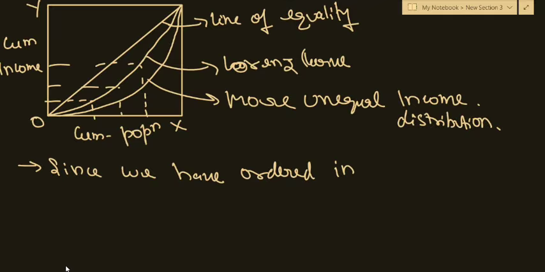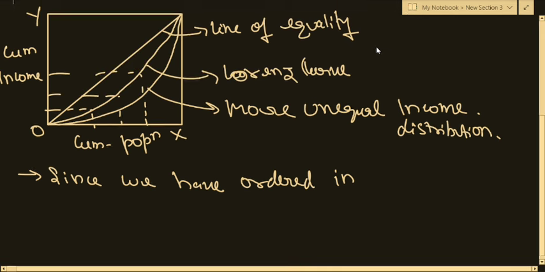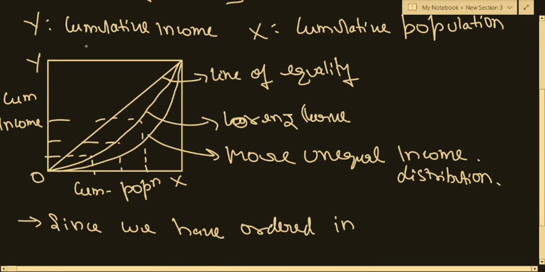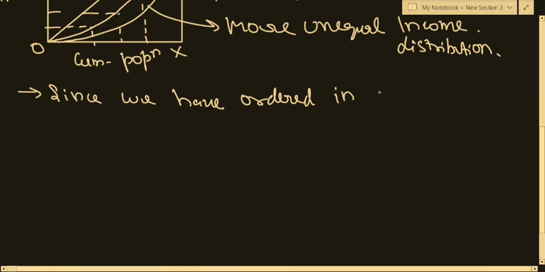Guys, there was some disruption in the audio, but I hope now it's fine. So basically, we have discussed the Lorenz curve in the last few minutes. It is an arrangement of cumulative income shares in ascending order. On the y-axis we have cumulative income, on the x-axis cumulative population. This straight line which cuts the square box in half is known as the line of equality. The more tilted away from the line of equality the Lorenz curve is, the more unequal is the distribution of income. Now we were writing some important pointers about it.